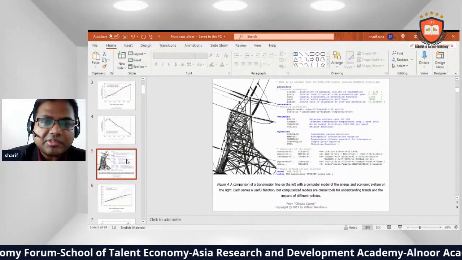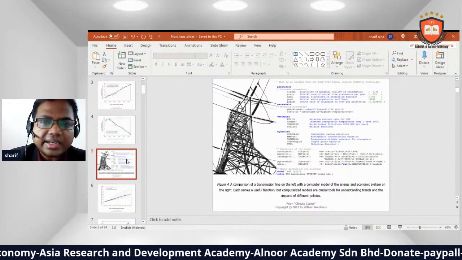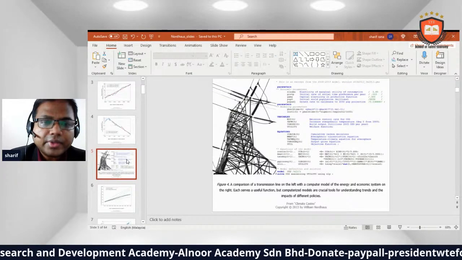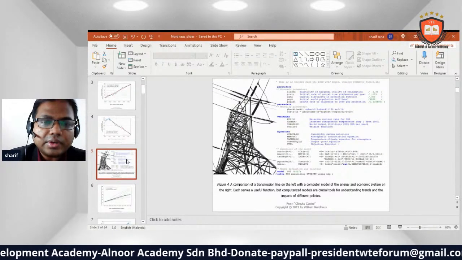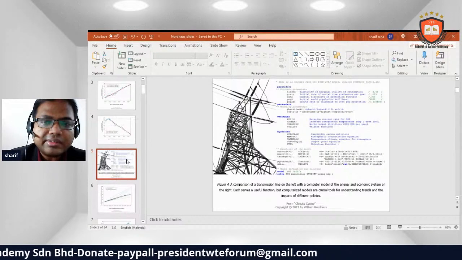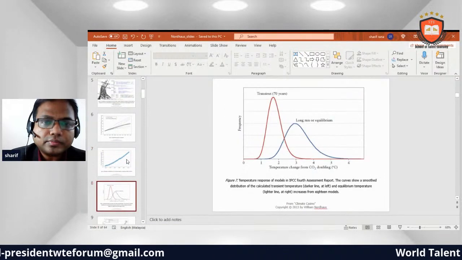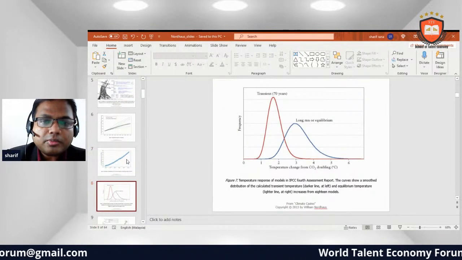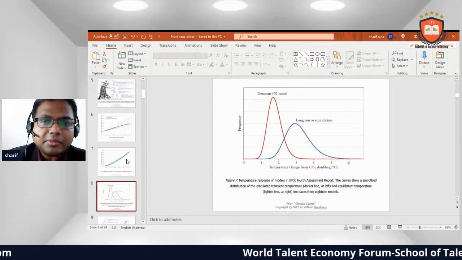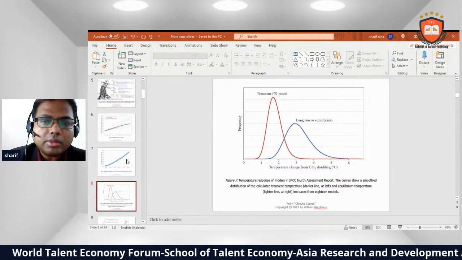A comparison of the transmission line on the left with a computer model of the energy and economic system on the right. Each serves a useful function, but computerized models are a crucial tool for understanding trends and the impact of different policies. Response of models in the IPCC Fourth Assessment Report: the curves show a smooth distribution of the calculated transient temperature and equilibrium temperature.